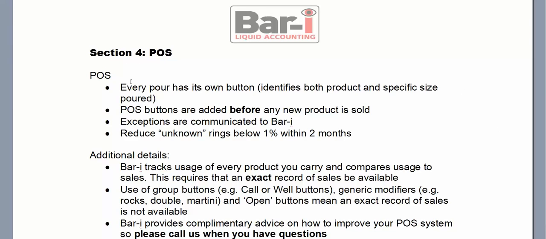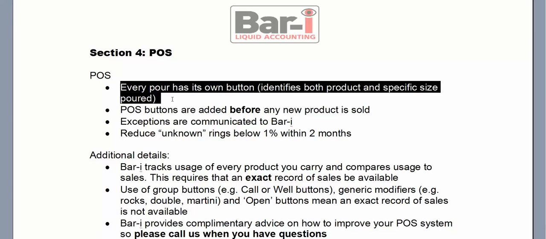So the number one rule or starting point is that every pour has its own button. We sometimes use the expression one drink, one button, meaning that every single drink has its own dedicated button. And just a point of clarification here is that it needs to identify both the product and the specific size of the pour. So if you're using a Jack Daniels button to do a regular cocktail, perhaps an ounce and a half, and then it's also used when you're pouring a rocks pour, which is larger, we have a problem there, partly because you're not charging the correct amount for the extra pour, and partly because there's no precise record of how much of that product was sold.